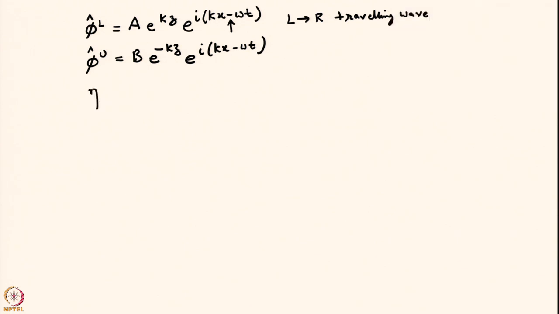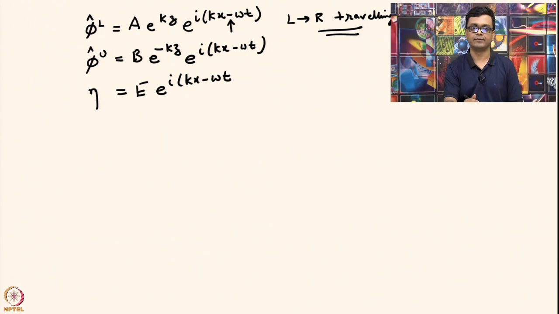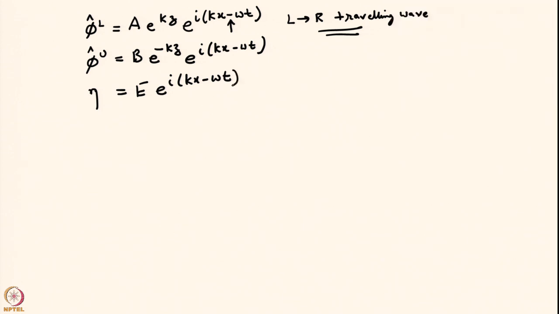And then we also have to put a perturbation on the interface, and that is E exponential of i(kx minus omega t). So, we have chosen a left to right traveling wave. I encourage you to try this for a right to left traveling wave, in which case you will use e to the power i(kx plus omega t). You will find that the dispersion relation actually remains the same. All the conclusions that we will derive from the dispersion relation will not depend on whether you impose a left to right traveling wave or a right to left traveling wave. So, let us now proceed.